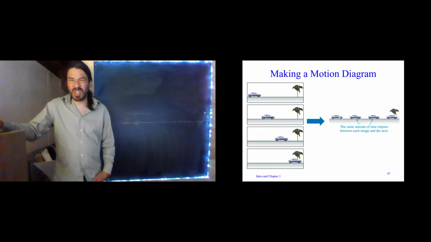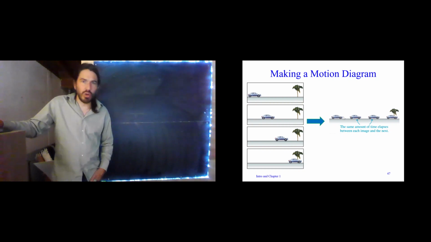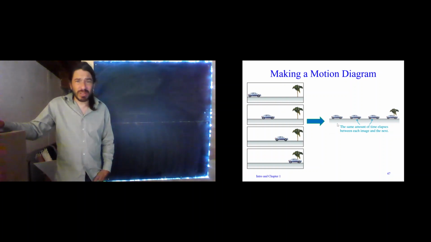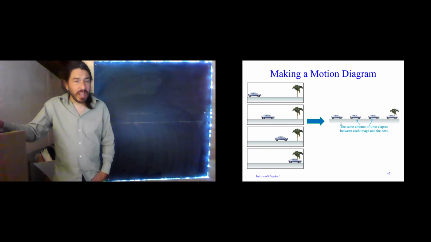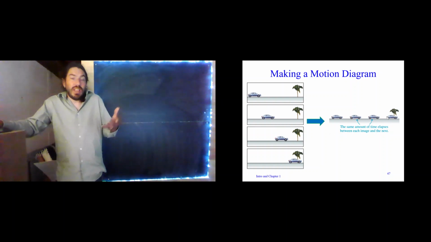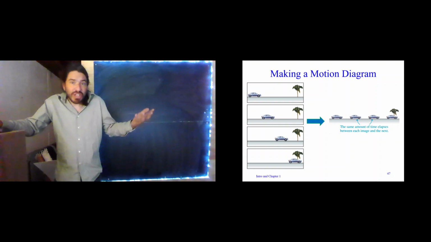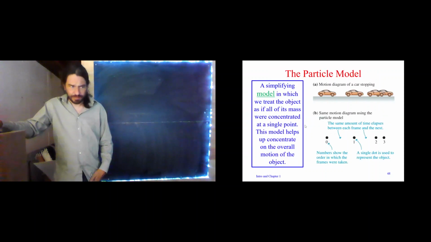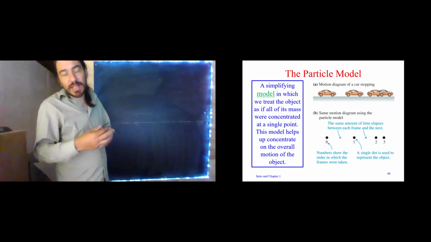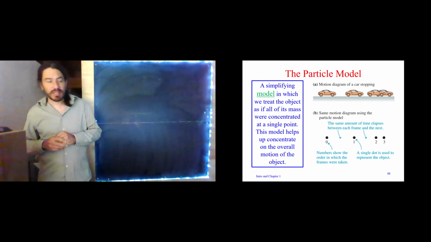Things we don't really care about: what color it is. It looks like it's an Audi coupe. We don't care what kind of car it is. You know what? We don't even care that it has wheels, to be perfectly honest, because a motion diagram for a person jogging at the same speed would look exactly the same. I mean, it'd be a picture of a person instead of a car, but if all we care about is the velocity of the car and how fast it travels, what direction it's going, things like that, then we don't care about a whole bunch of different details. And so we introduce a simplifying model wherein we treat the object as if all of the mass were concentrated at one point in space. And this helps us to focus on the important aspects of the motion.